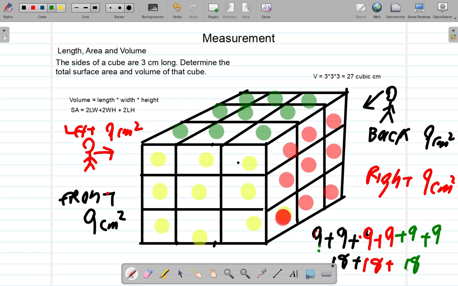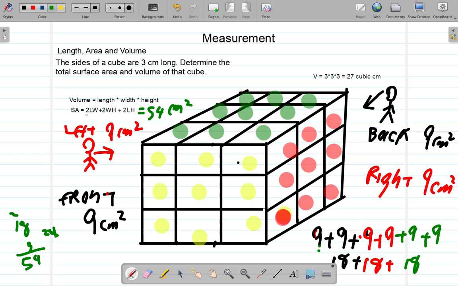So what we have is 18 by 3. Now, this 18 by 3, let's calculate it over here. 18 multiplied by 3. 3 times 8 is 24. Bring down the 4. Carry 2. 3 times 1 is 3, plus 2 is 5. 54. So the surface area here is 54 centimeters squared. We see the volume as 27 already.